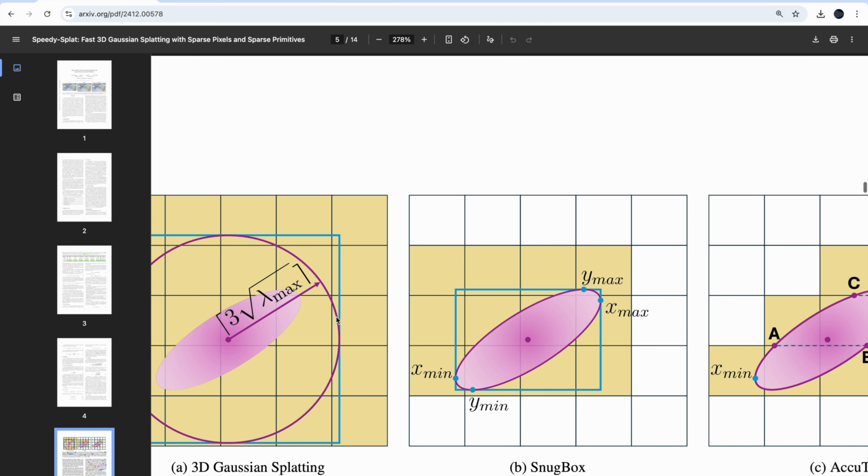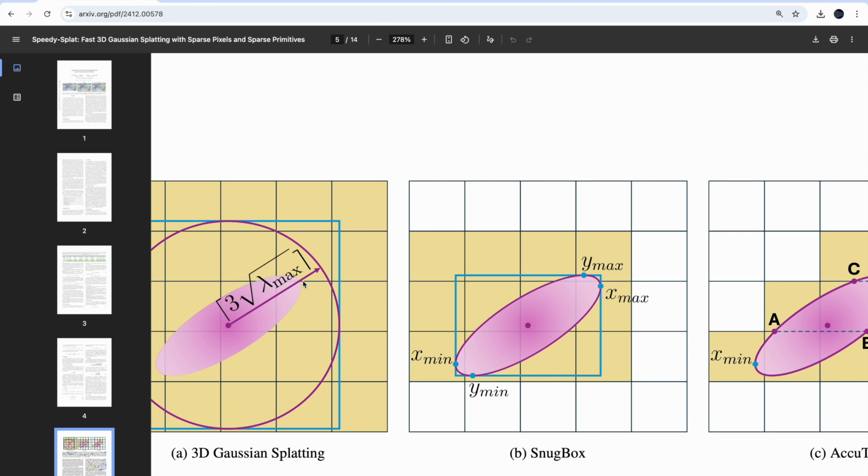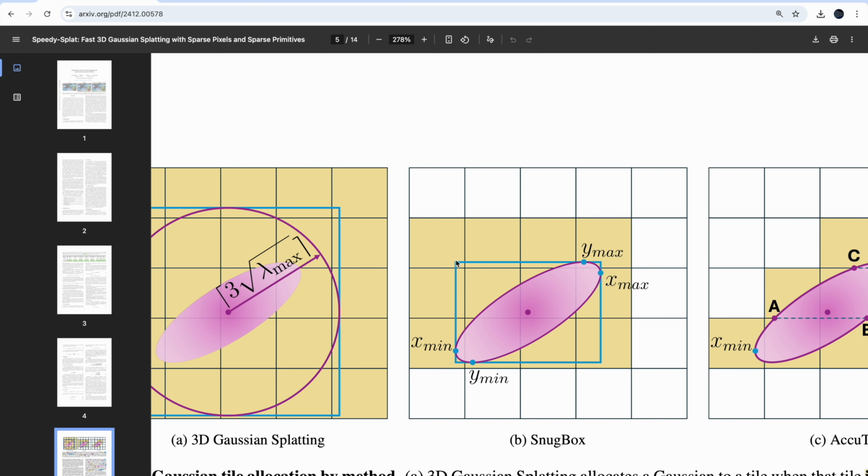If you are a bit smarter, instead of approximating the ellipse with the circle, what you can do is use the equation of the ellipse and compute this bounding box in blue. Basically, you make your bounding box a bit tighter, and just by doing that, you already make rendering much faster. In the paper, they report a 2 times speed up.